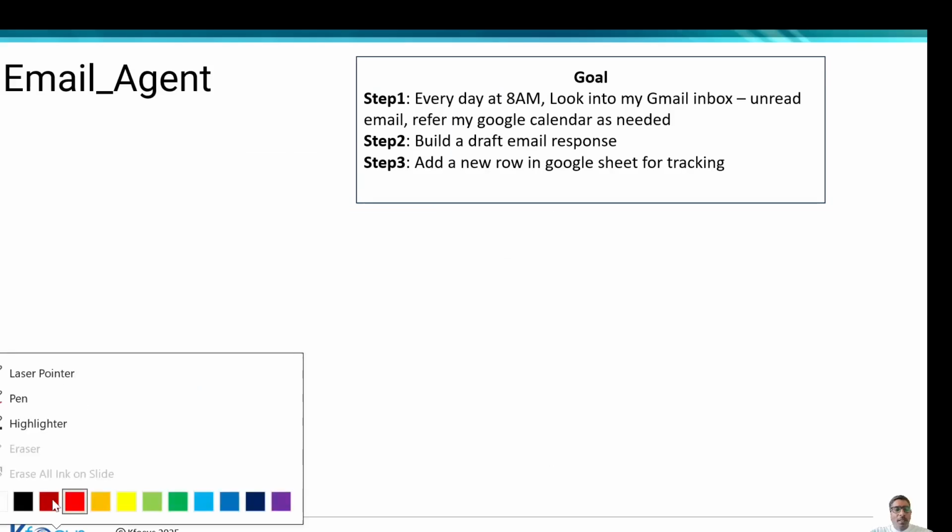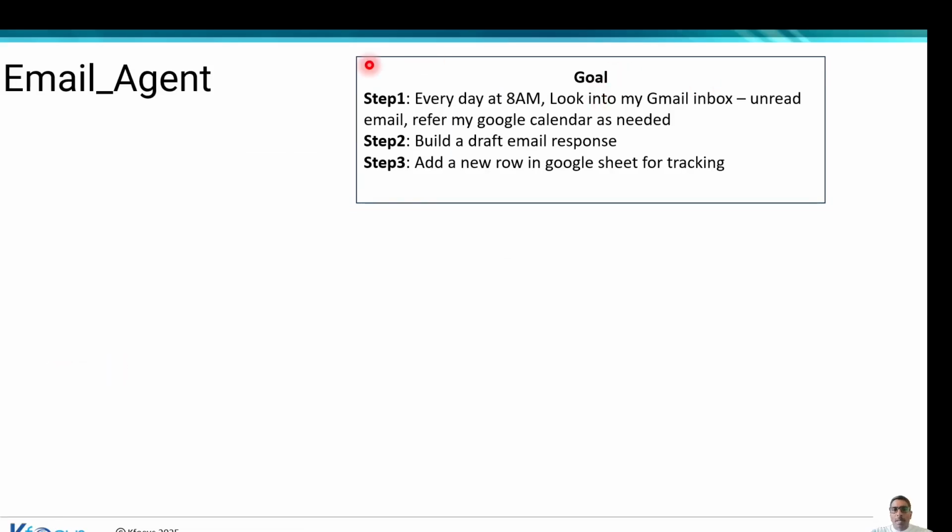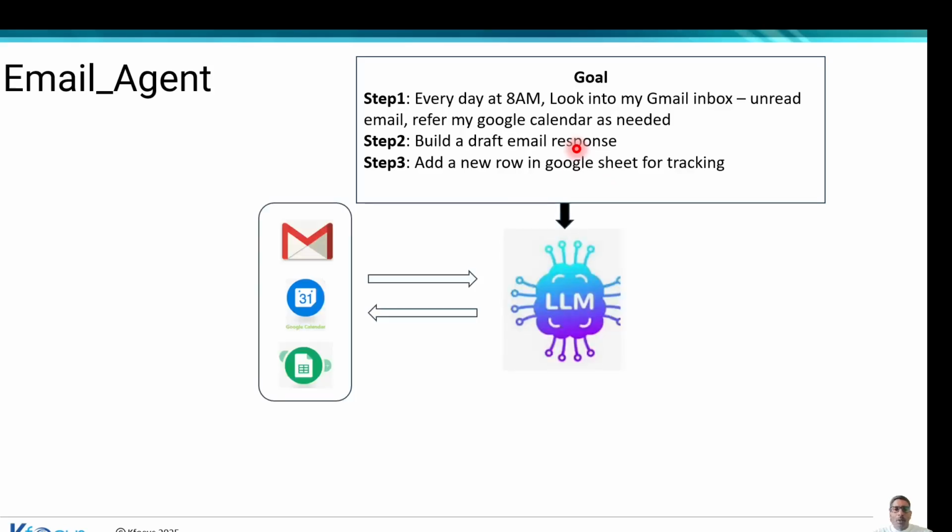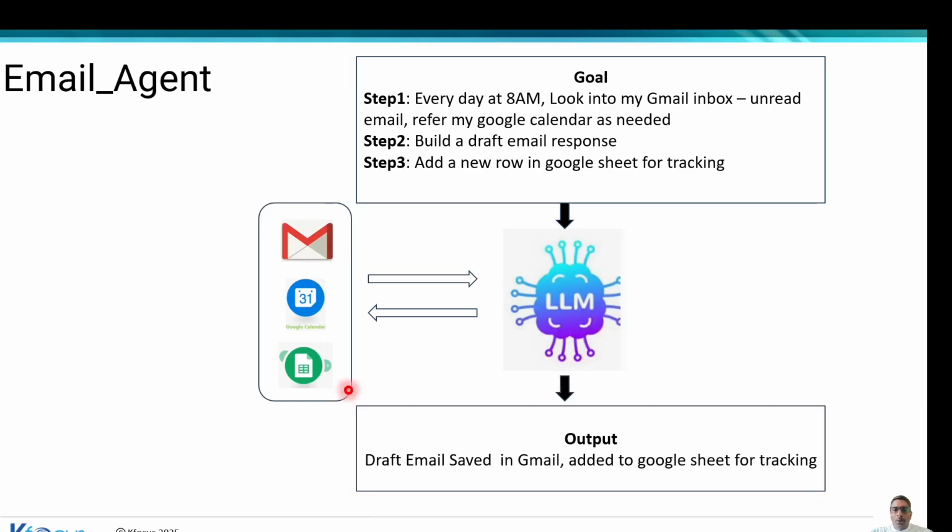Suppose I need to build an email agent and I'm setting up a goal to look into my Gmail inbox every day at 8 a.m. I'm also giving access to Google Calendar so that it can build a draft email response. I also want the email agent to add a new row in Google Sheets so that I would know how many draft emails have been generated each day. I'm passing this goal to an LLM along with the respective tools like Gmail, Google Calendar, and Google Sheets so that the LLM can produce the required output.